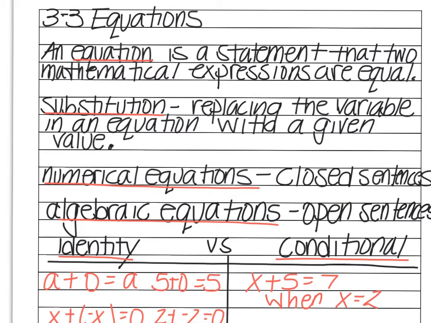Today we are doing 3-3 equations. A few definitions to go over. It says an equation is a statement that two mathematical expressions are equal. So an example of that could be a plus 0 equals a. With that equal sign, it means that both of these halves are equal, or sides I should say.